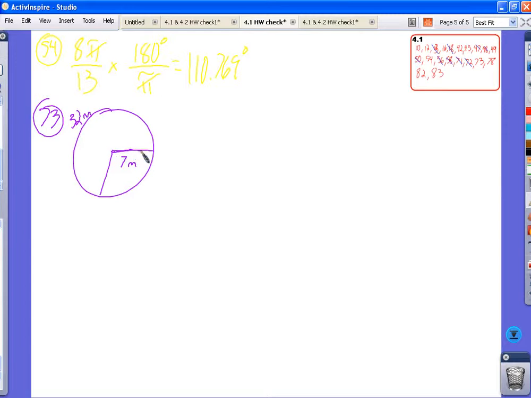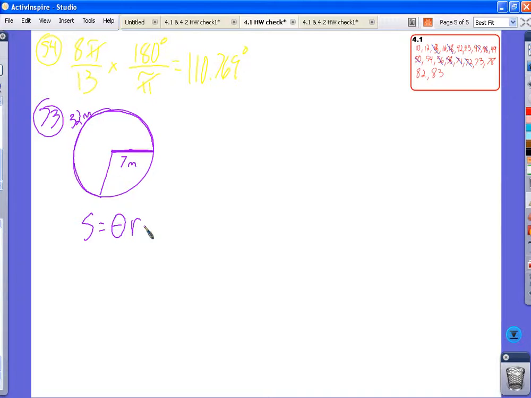So, what is this? What is this called? The radius. How long is it? 7 meters. This picture tells us that. Something's 32. What's this called? The arc. The arc length is 32. Is there a formula that relates the arc length to the radius in some way? Yeah. What is it? S equals theta r.